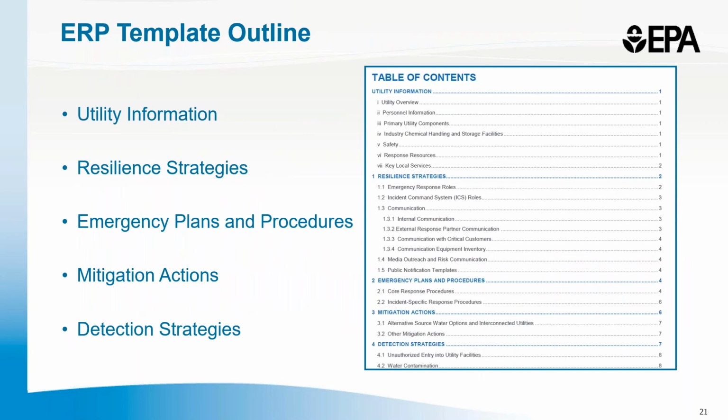Here is the table of contents. Similar to the risk and resilience assessments, you start with some utility information, this time a little bit more detailed, and then you hit on the 4 different components that I mentioned earlier, starting with the resilience strategies.